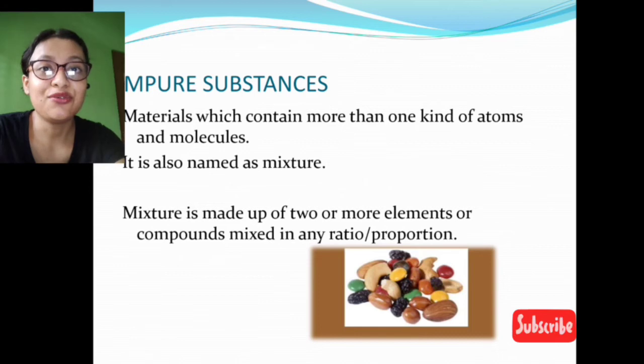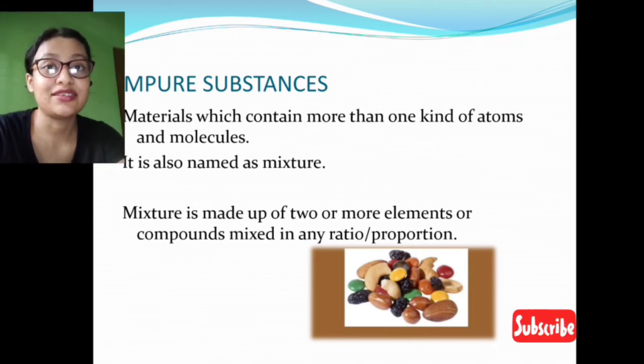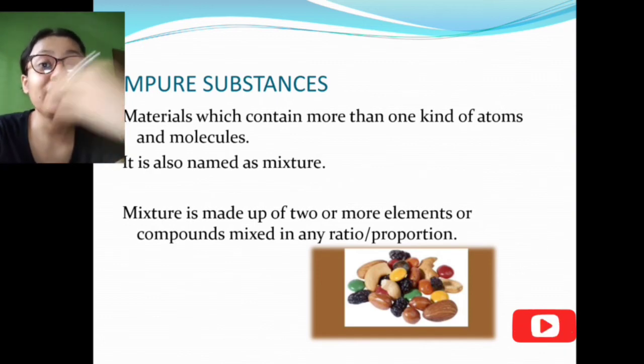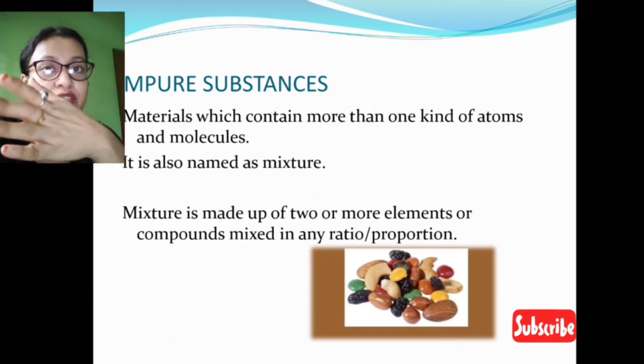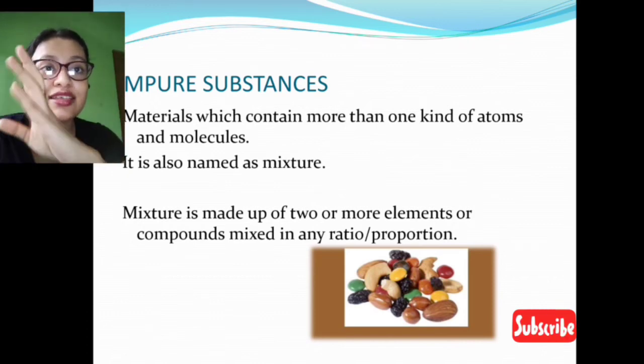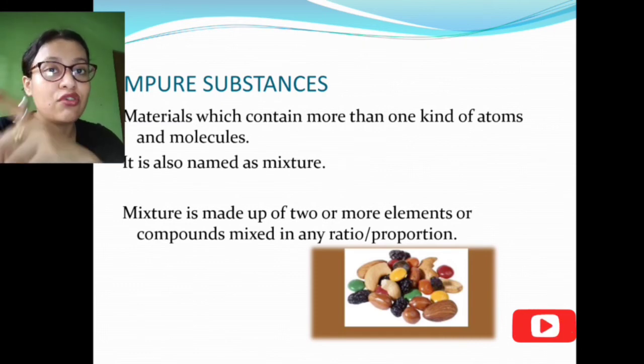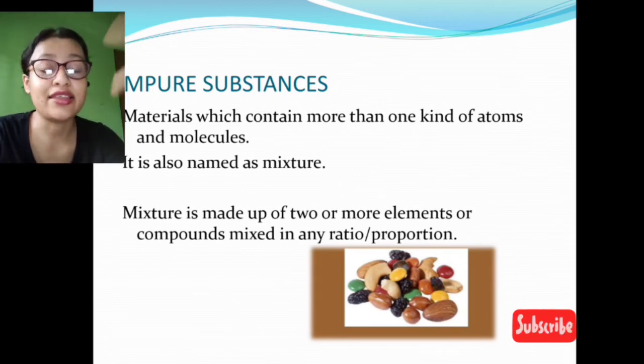Now let us know what impure substances are. Impure substances are the materials which contain more than one kind of atoms and molecules. In the previous part we covered pure substances, which contain only one kind of atoms and molecules, but impure substances contain more than one kind. Impure substances are also known as mixtures. A mixture is made up of two or more elements or compounds mixed in any ratio or proportion.